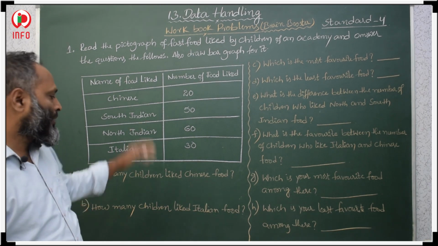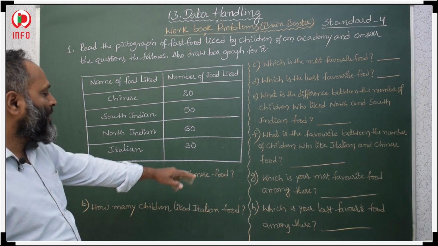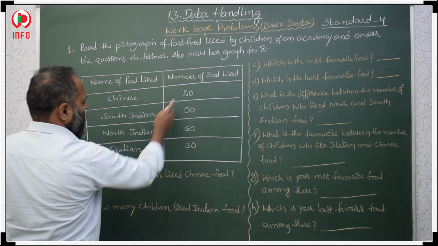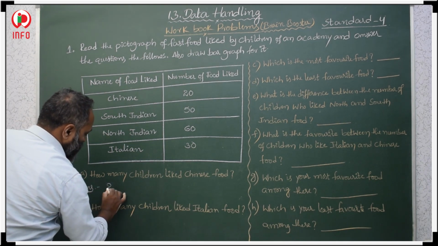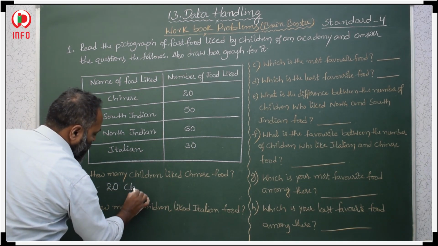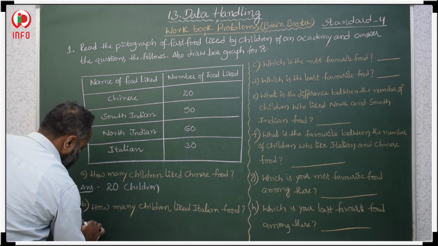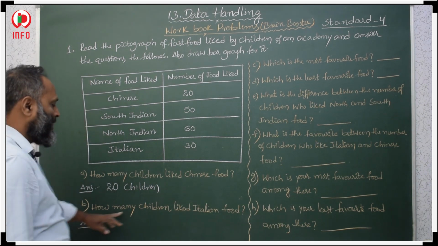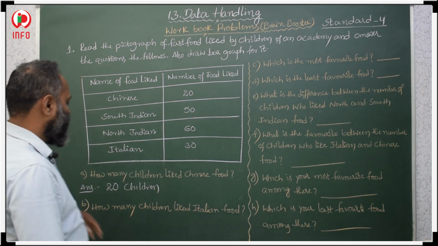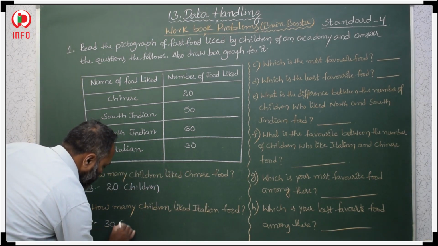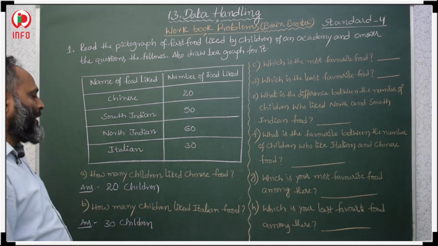Now he gave some questions based on this. How many children like Chinese food? 20 children, the answer is 20. Next question, how many children liked Italian food? 30 children like Italian food.